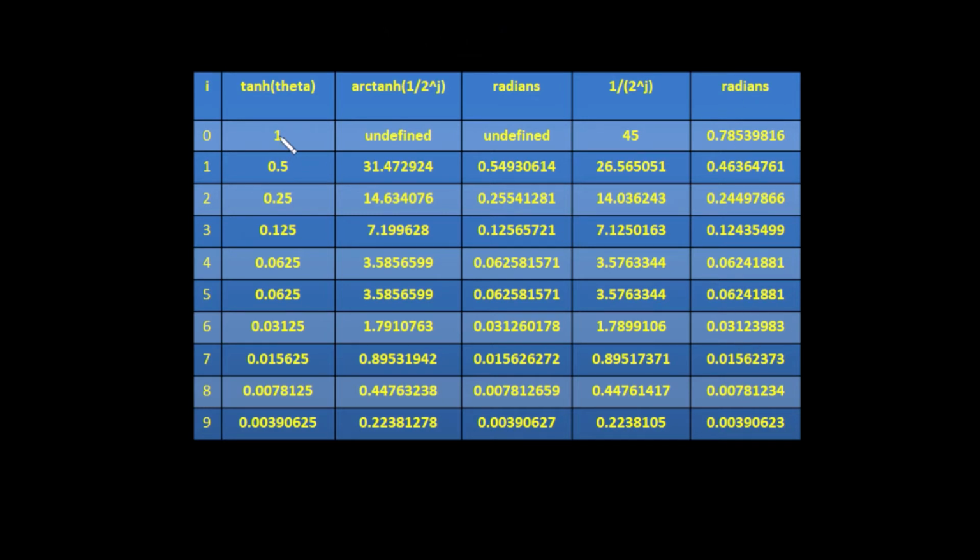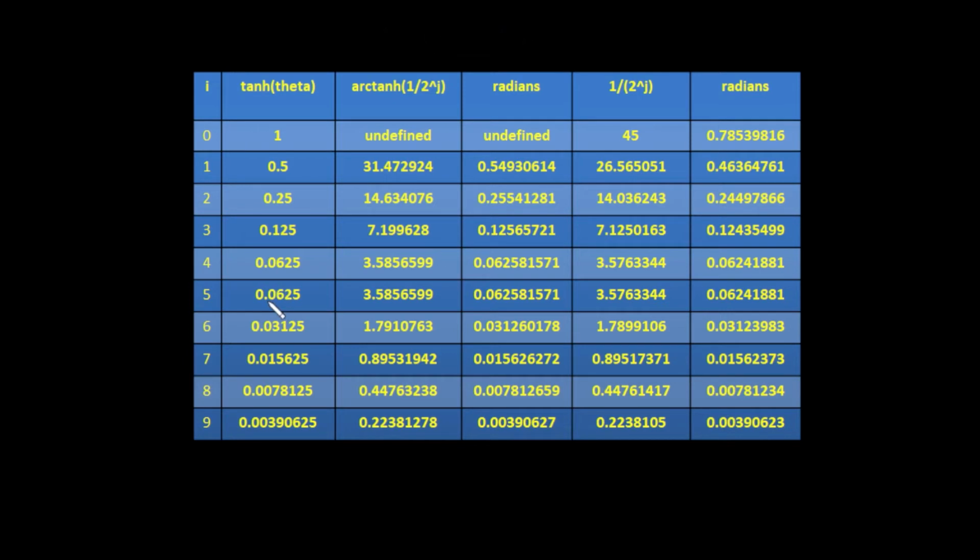You'll notice here that the first iteration is undefined because our value for the arctan of a value of 1 is going to be undefined. So what we're going to do is add on an extra iteration here. Because we've lost one of the iterations, we'll just add an extra one on at the bottom. So now it's going to run from 0 to 9 as opposed to 0 to 8.